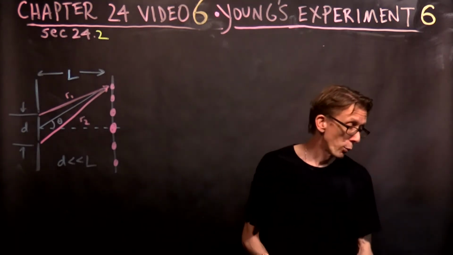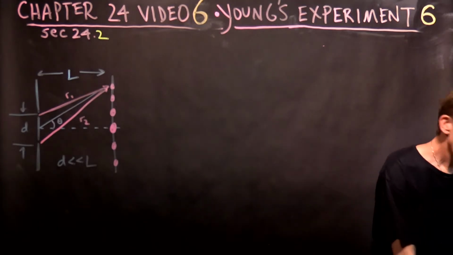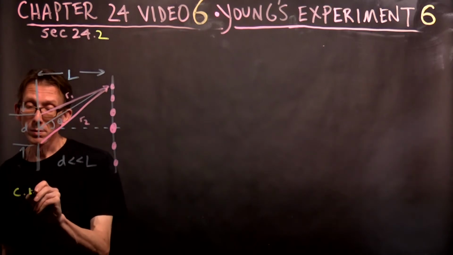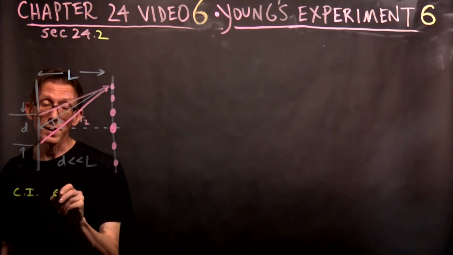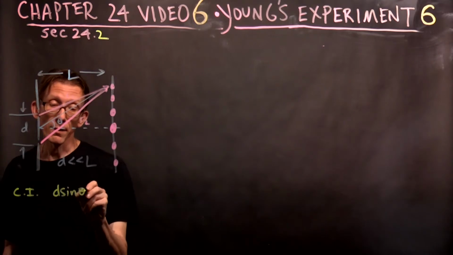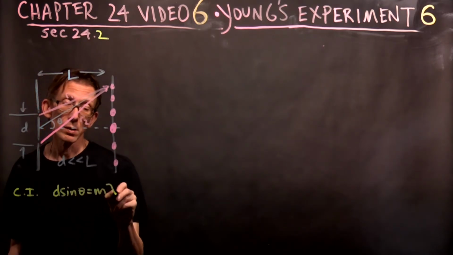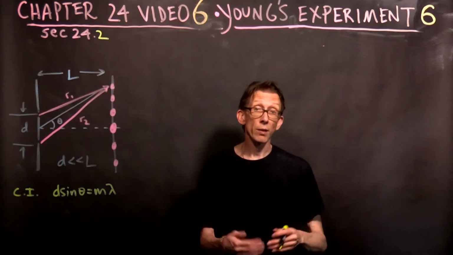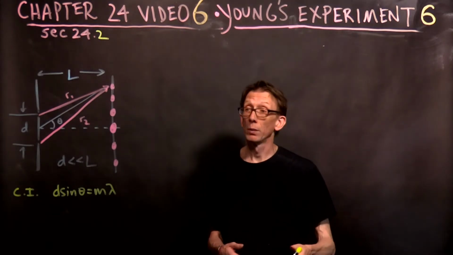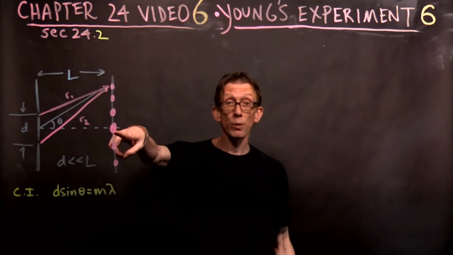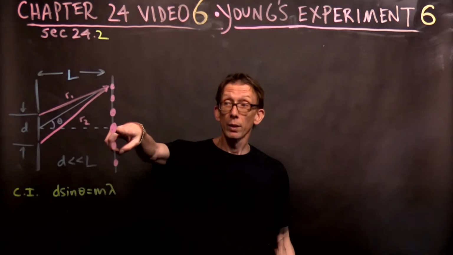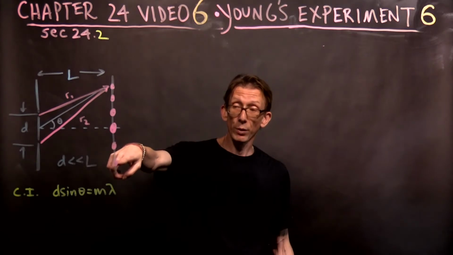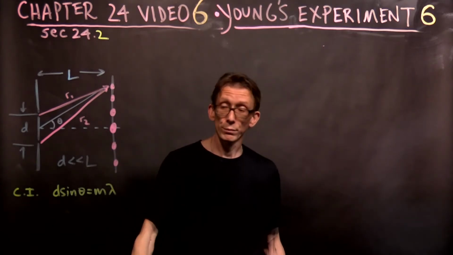Last lecture, we came up with conditions for constructive and destructive interference. For constructive interference, the condition is that d sine theta is m lambda, where m is an integer: 0, positive, negative 1, positive, negative 2. Remember, the central maximum is our m equals 0 point, then m equals 1, m equals 2, m equals 3, m equals negative 1, m equals negative 2, m equals negative 3, and on down.